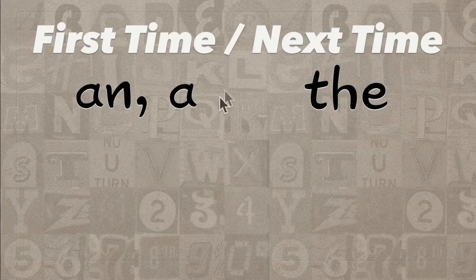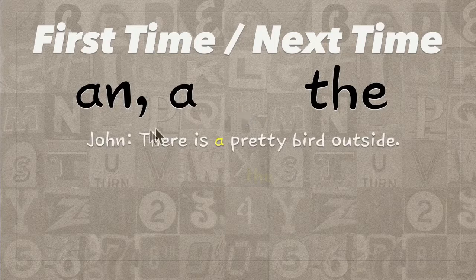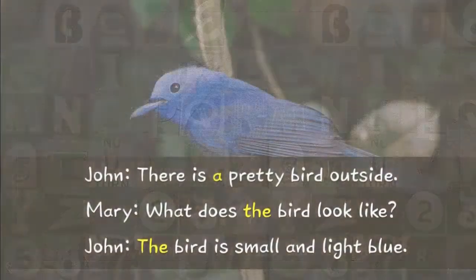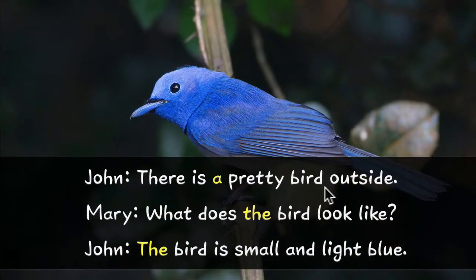Our first rule is we use an and a the first time we talk about something, and then the next time we talk about it, it changes to the. For example, let's look at a conversation between John and Mary. John says, "There is a pretty bird outside." This is the first time we're talking about this bird. Next, Mary says, "What does the bird look like?" It's the second time. Then John could say, "The bird is small and light blue." The first time we talk about something, it's a or an, and then it becomes more specific and it changes to the. That's a pretty simple idea.